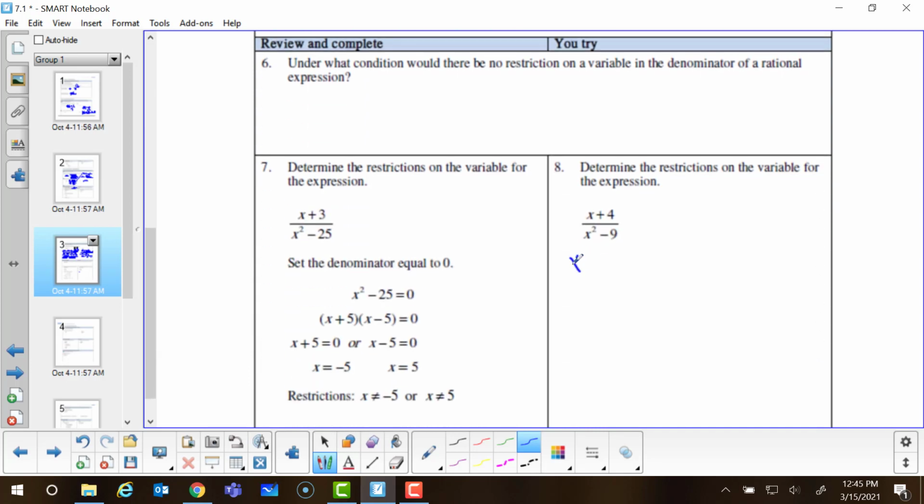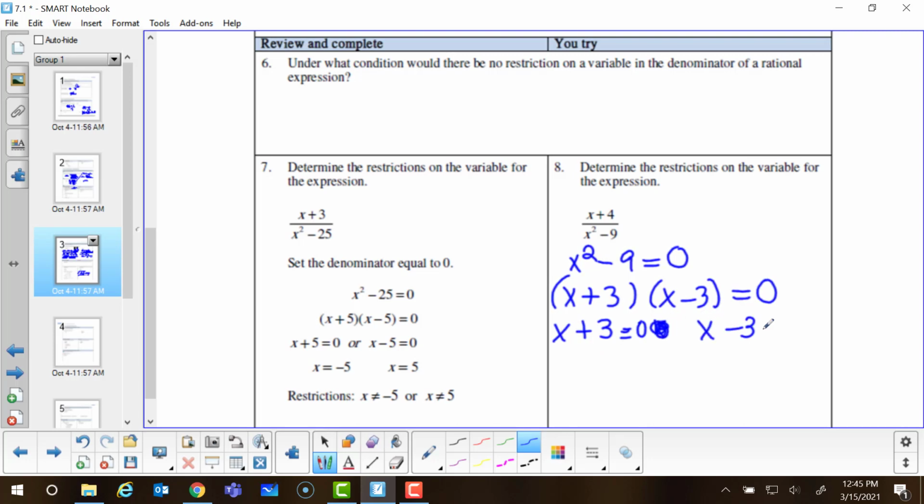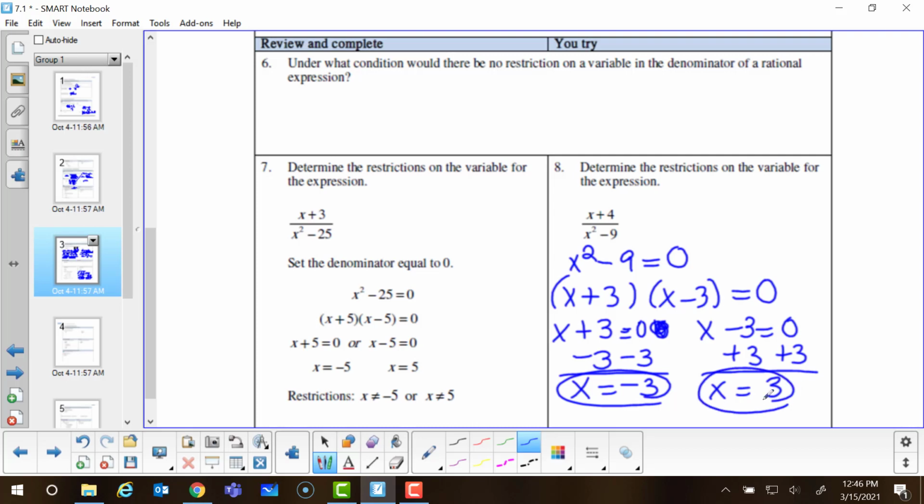Here I've got x squared minus 9. Now I can factor that one because it's the difference of 2 squares. So that's x plus 3 and x minus 3. So let's set each one of those equal to 0. All right, so on the first one, subtract 3 from both sides. So -3 is a restricted value. On the next one, I need to add 3 to both sides. So +3 is a restricted value.